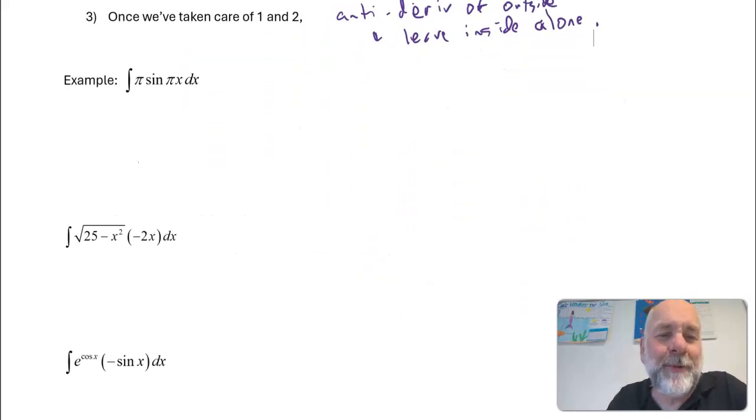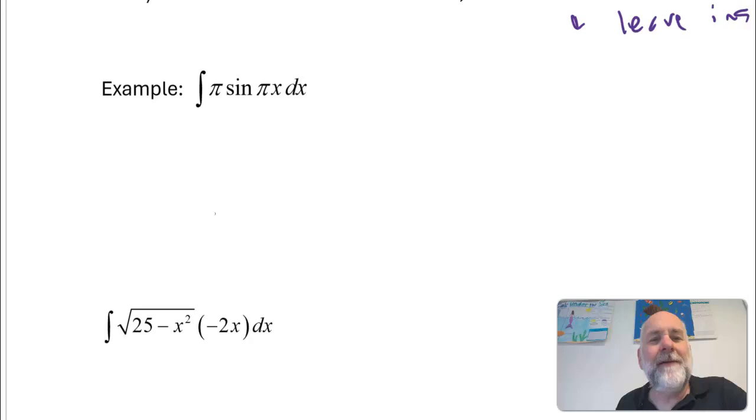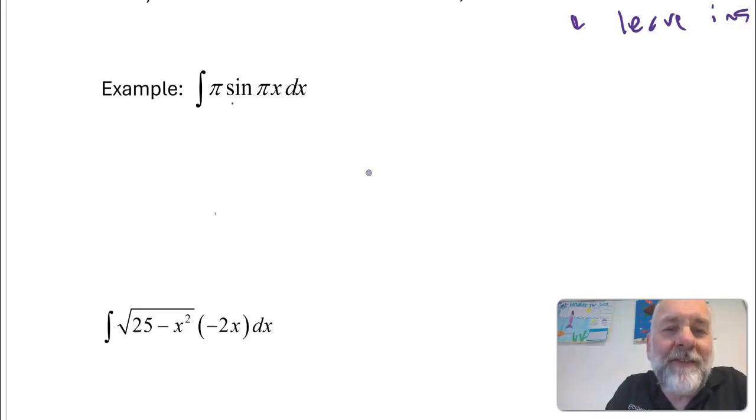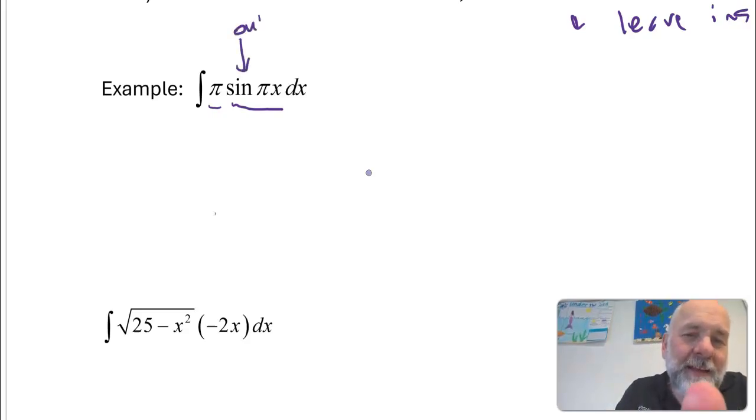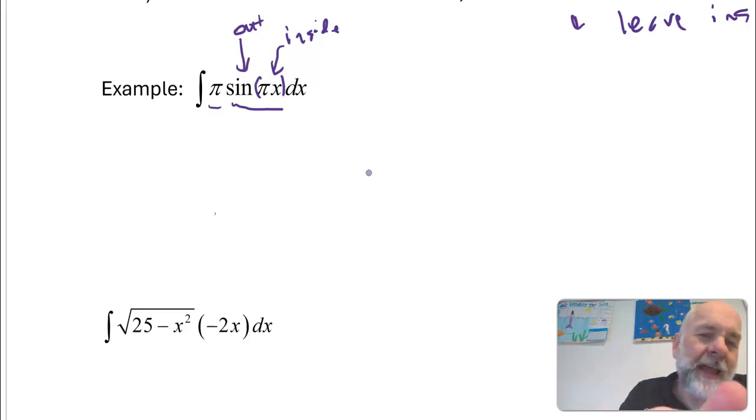Let me show you a couple more examples of this. On these problems that you're going to see today, they always are going to have these components. They're always going to have the outside, the inside, and the derivative of the inside sitting there. So every single time it's going to be like that. So what do we have? I've got sine pi x and I've got pi. So I've got an outside, I've got an inside. I know there's no parentheses, but it's implied that it's sine of pi x. And I've got the derivative of the inside.